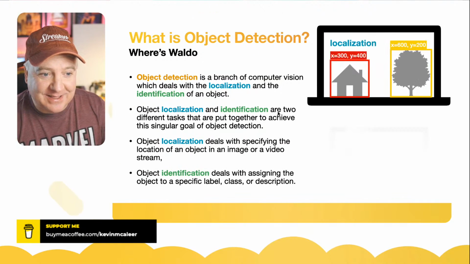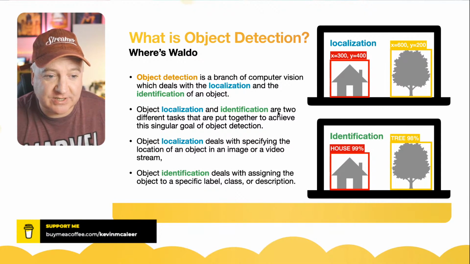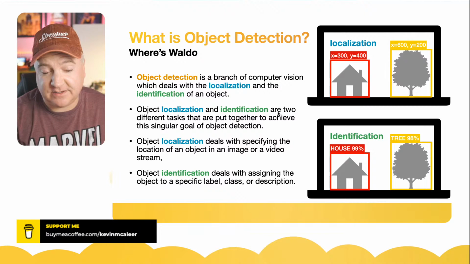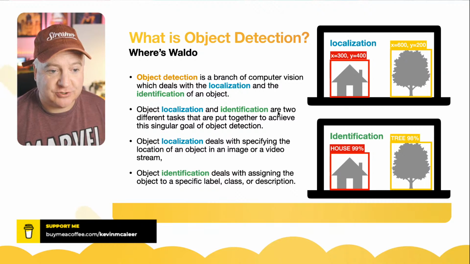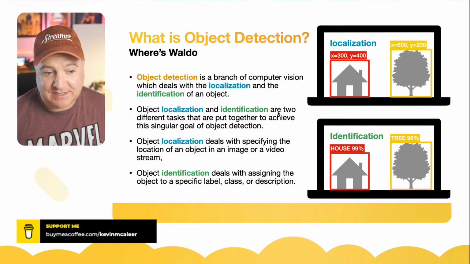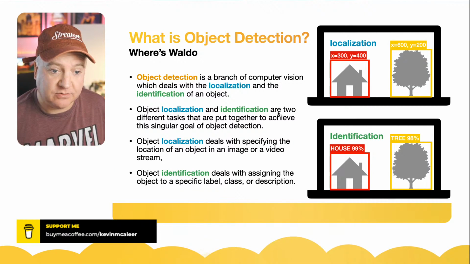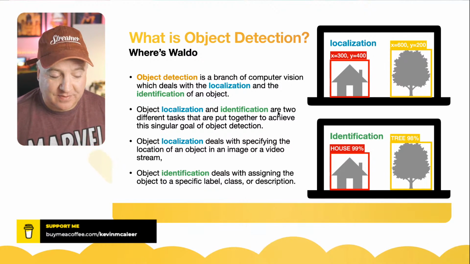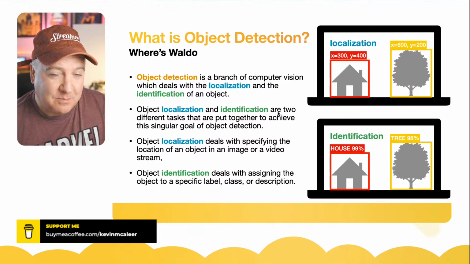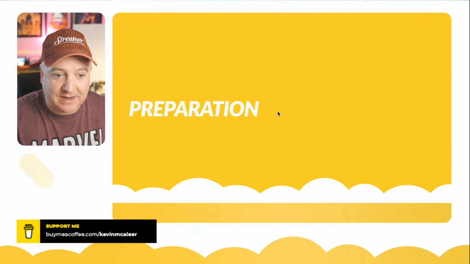So detection is also broken down into a few different steps. Detection is a branch of computer vision which deals with localization and identification of objects. These are two different steps, and when we put them together we achieve that goal of object detection. Localization is specifically about locating the object within that image or video stream, and identification deals with assigning the object a specific class or label. Those are two separate things, and the MobileNet SSD that we're going to be using can do a lot of those things very, very quickly together because it's optimized for that use case.